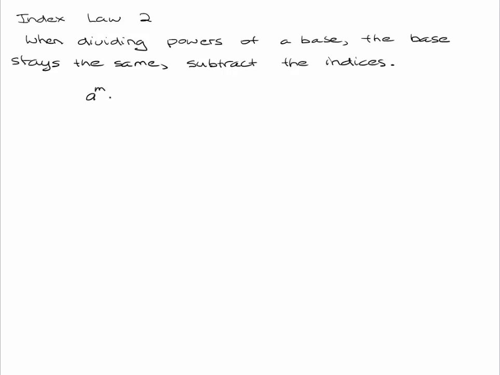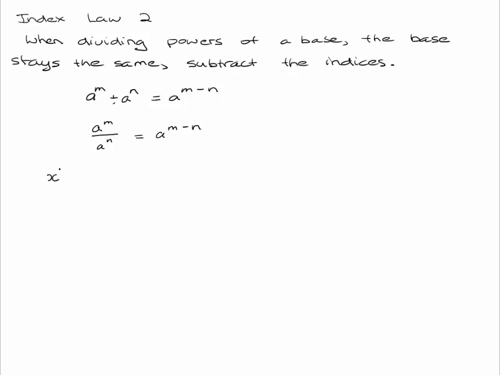The first way is to write a to the m divided by a to the n, and so that will be a to the m minus n. The second way is to write it as a fraction, because fractions and division are the same thing. So a to the m over a to the n is a to the m minus n. Let's have a look at a couple of examples.